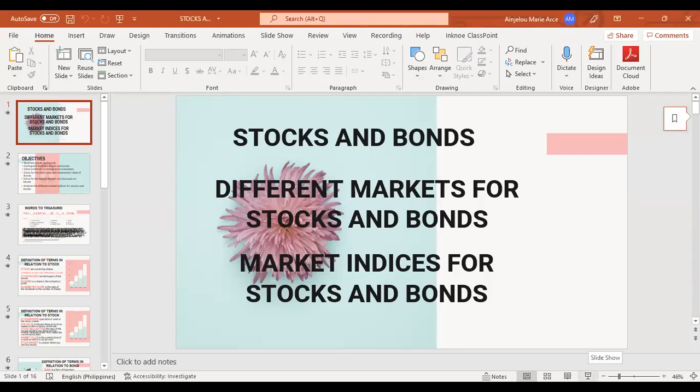So kailan ba magandang mag-invest sa stock market? Kailan hindi maganda? Usually daw, dun sa nabasa ko, bumababa ang stock price during the 10th or 15th, or yung middle part ng month. Kaya maganda daw mag-invest before yung unang part ng buwan. Okay?